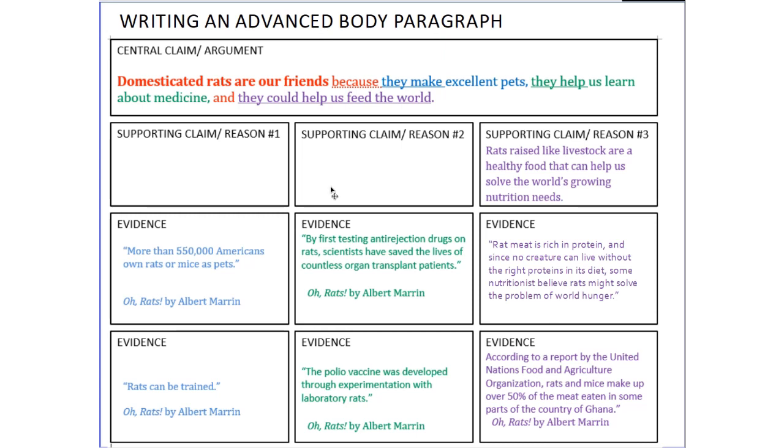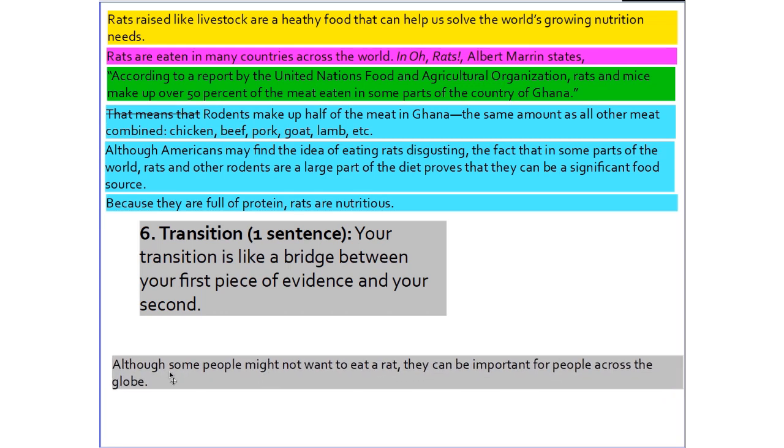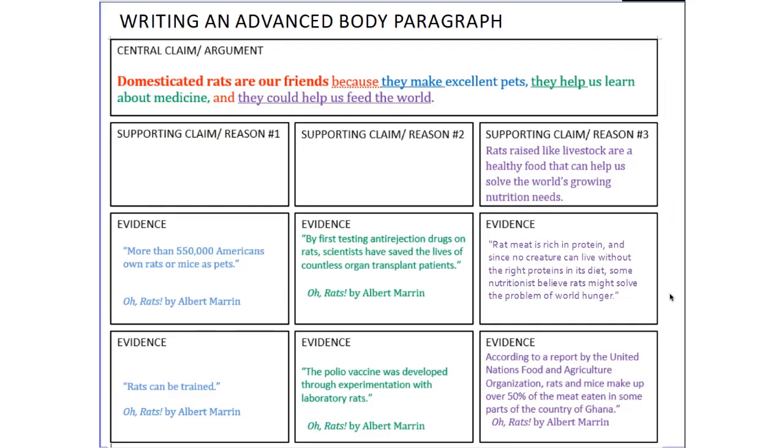So I want to move from the second piece of evidence to the first piece of evidence, and I want to do it in a way that bridges them, right? So I might say something like this. Although some people might not want to eat a rat, they can be important for people across the globe, right? Because that is also coming back to the world hunger idea.